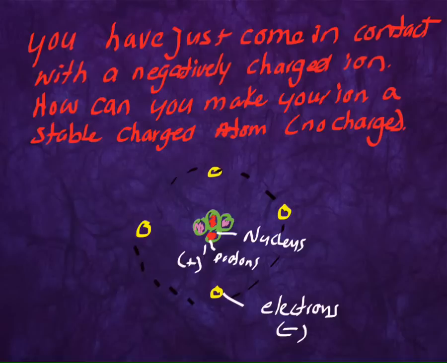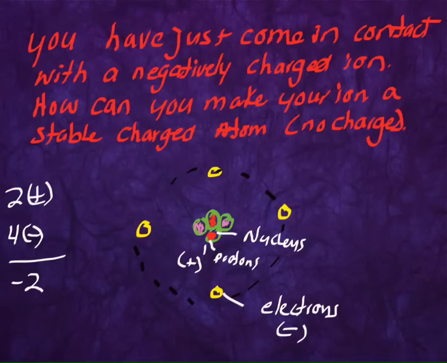It says you have just come in contact with a negatively charged ion. How can you make your ion a stable charged atom, which means it has no charge? Currently, you have 2 protons, and how many electrons? 1, 2, 3, 4. You have 4 electrons. So your overall charge here is going to be -2. You have a negatively charged ion, and its overall charge will be -2, because +2 plus -4 is going to give you a -2.